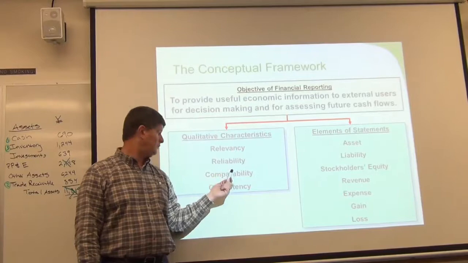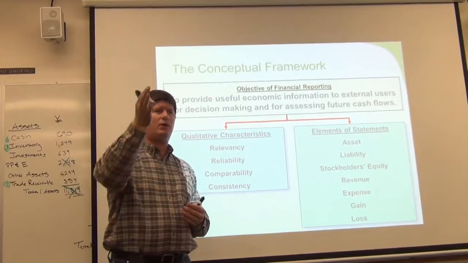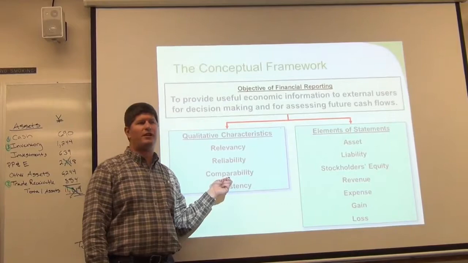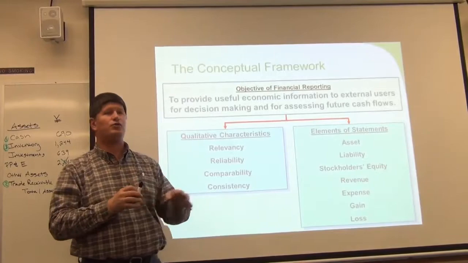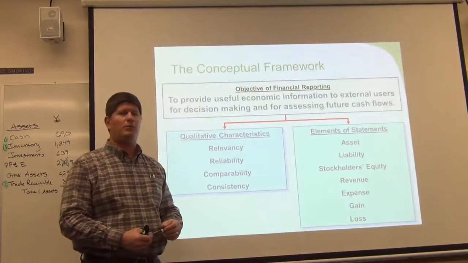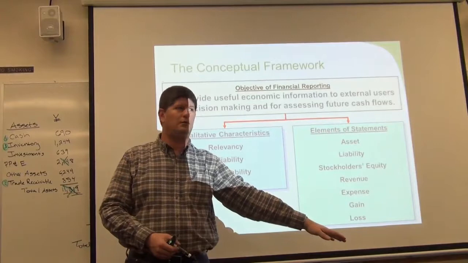Comparability. Part of GAAP is we want to do the same thing. We want to present things the same way so that I can compare this year's financials to last year's financials, to the year before that. And you can do an analysis through time to see if there's a trend. Are we doing better? Or are we doing worse? Do you want to buy a company that's doing better or one that's doing worse? I'd go for better, you know?